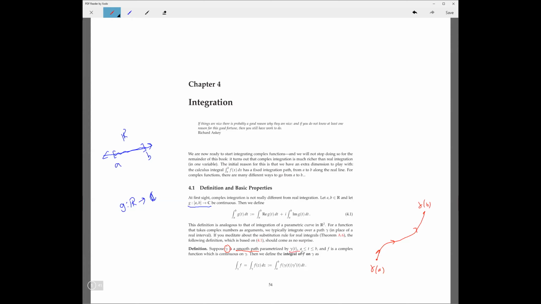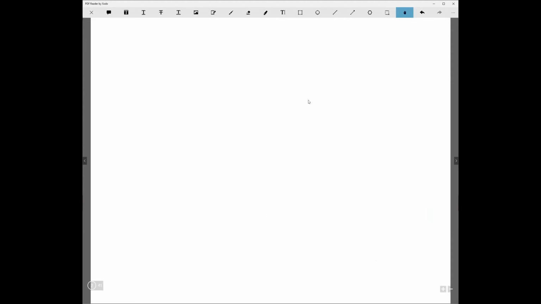And then gamma of t, between a and b. And so this is the definition right here. This is really important to have that memorized and learn that really well. So the integral on the path is the integral of f of z. It's the integral from a to b of f of gamma of t times gamma prime of t. Okay, so that's the definition. Let's do a few examples just to show you what that is.